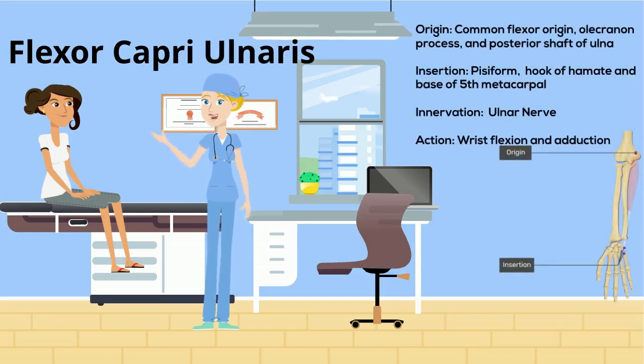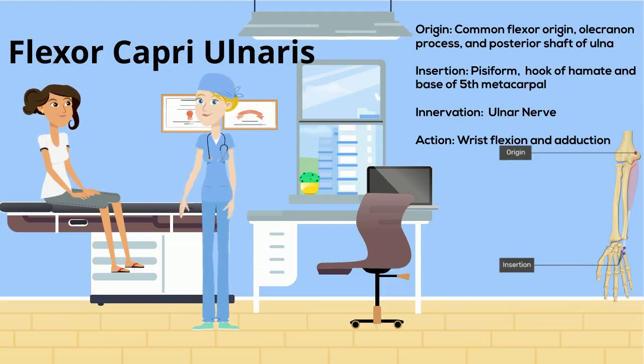Next, we have the flexor carpi ulnaris. This muscle flexes the wrist and assists in ulnar adduction, which is basically moving the wrist towards the midline of the body. It has two heads of origin, one from the medial epicondyle of the humerus and the other from the olecranon process of the ulna. Also, the posterior shaft of ulna. It inserts onto the pisiform, hook of hamate, and the fifth metacarpal.